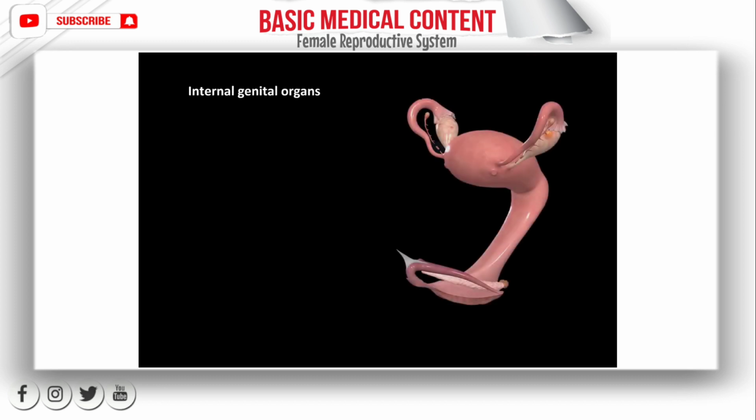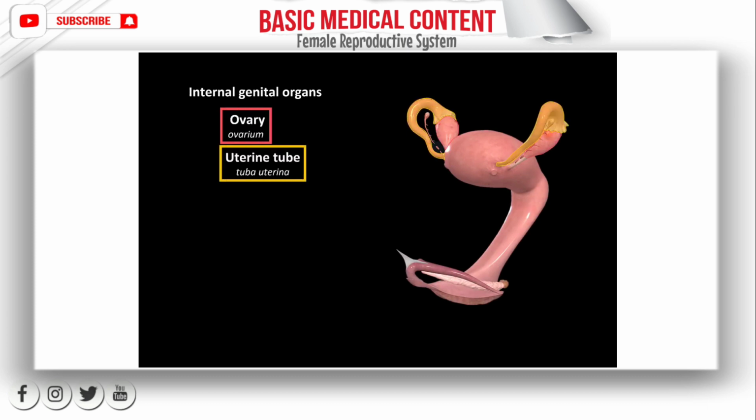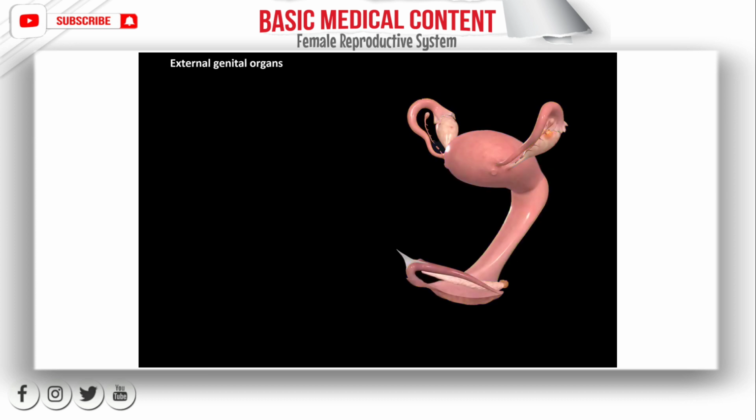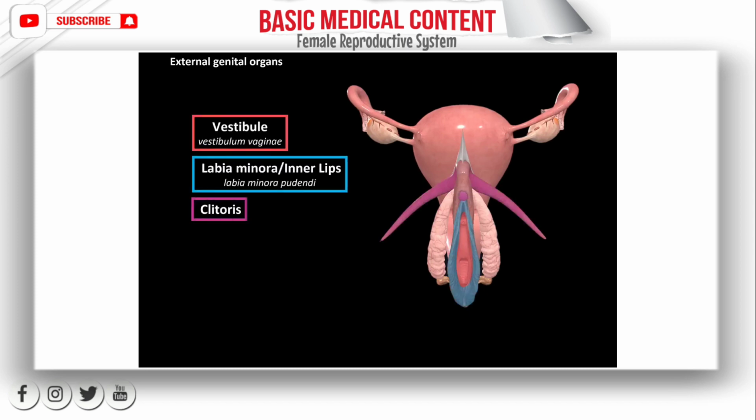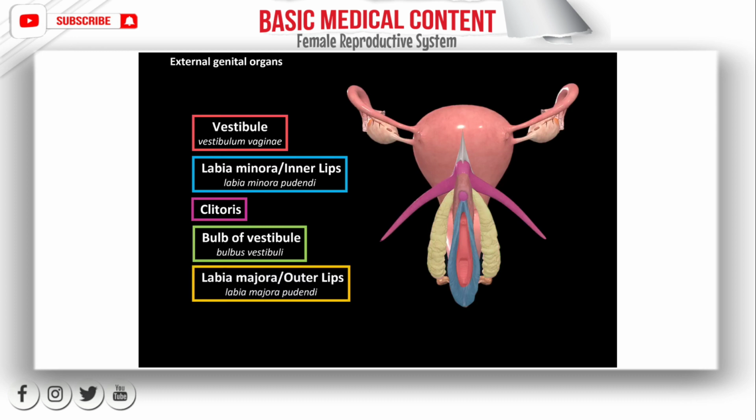Awesome. So now we've gone through the ovaries, the uterine tubes, the uterus, and the vagina. All of these are considered the internal genital organs. Let's now go through the external genital organs. They're pretty straightforward. So let's look at this model from this perspective. The external genital organs consist of a vestibule, labia minora, the clitoris, bulb of the vestibule and its associated glands, and the labia majora, or the outer lips.